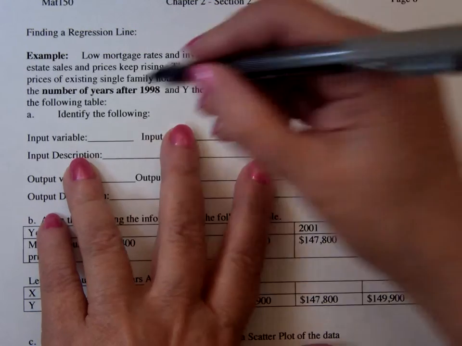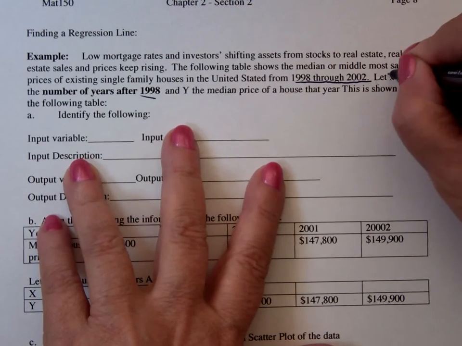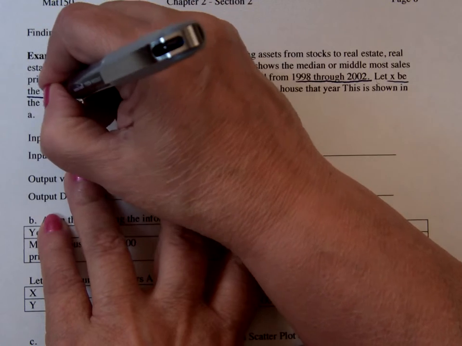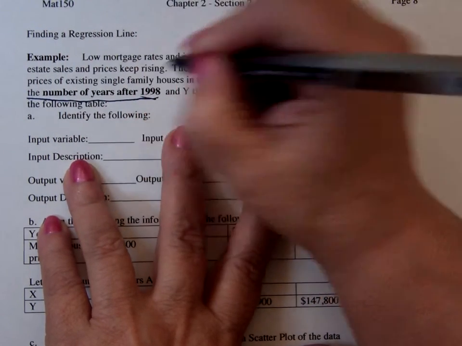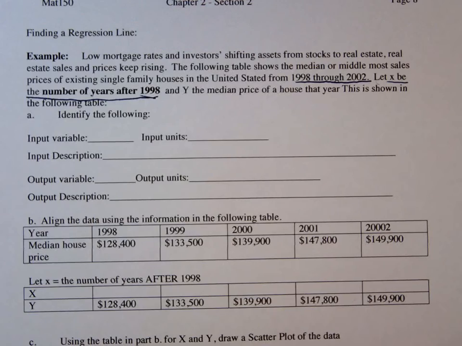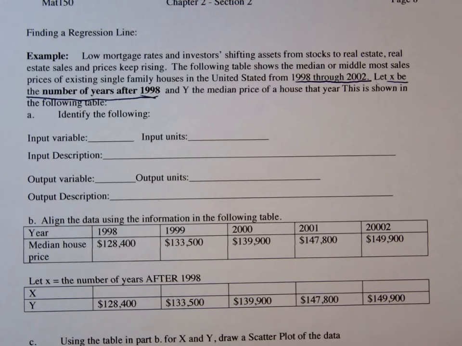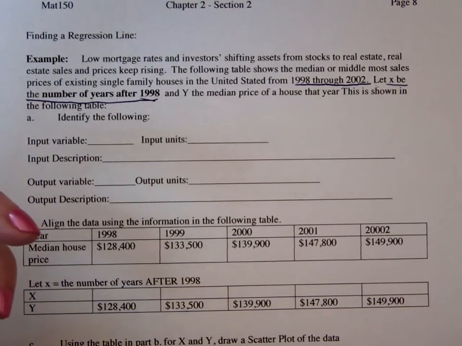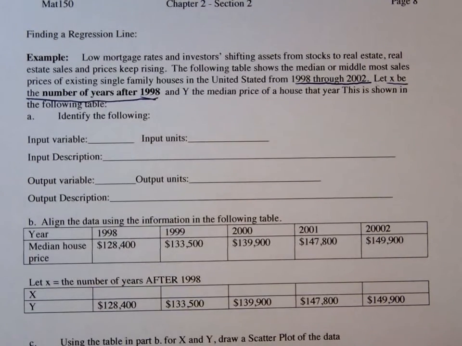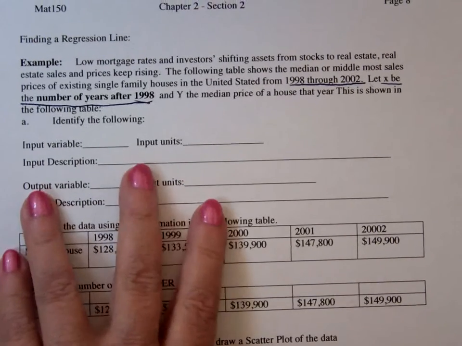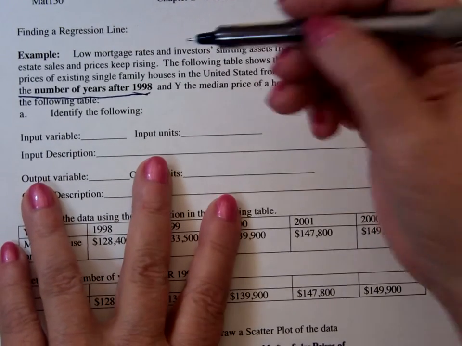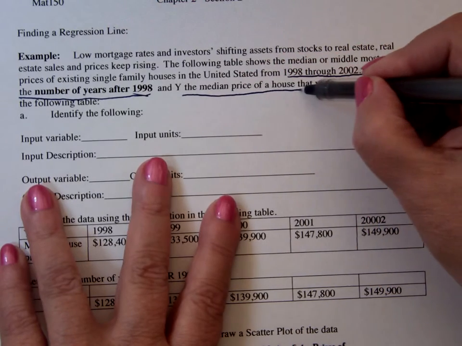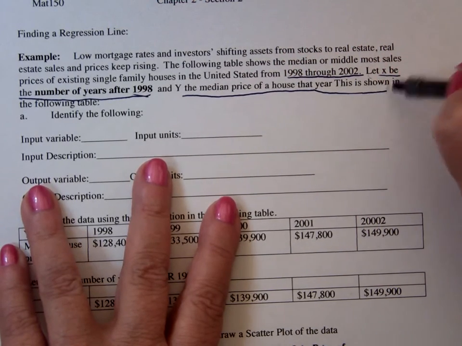Let X be the number of years after 1998. This is an important piece of information because it tells me what my input variable is. It's X, and it tells me what it represents. And it's not unusual that this happens when you get years like 1998, 2002. If the X values are very large, you will tend to put a representation in for that value instead of the actual year. And Y, the median house price for that year.